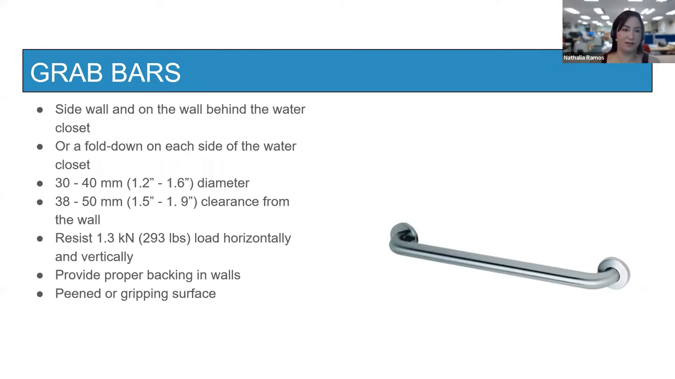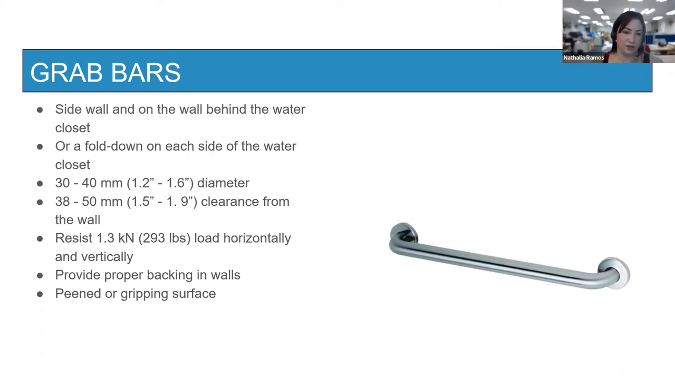Another topic, very sensitive when it comes to barrier-free, are the grab bars. The grab bars are required on the side wall and the wall behind the water closet. If you cannot install one on the side wall, you have the option to install a fold down option on each side of the water closet.